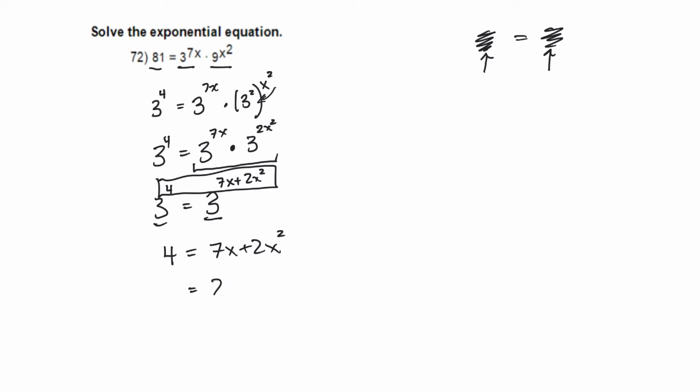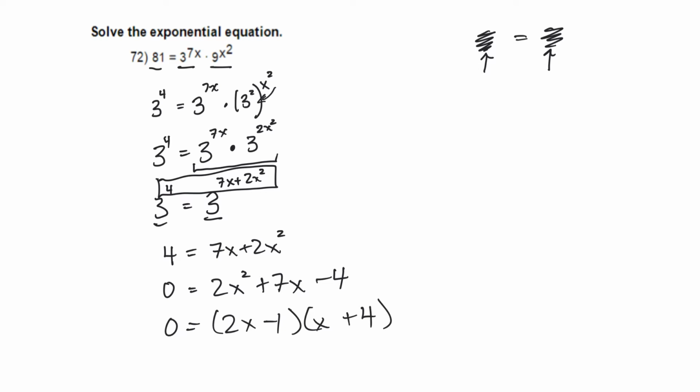Since it's a quadratic, I'll bring everything to the right side. So the 4 will become a negative 4, and make it equal to 0. And now we'll try and factor that. I think I can factor it. I think I'll get plus 4 on this side and a minus 1 on that side. Let's just see if that's right. 2x squared plus 8 minus 1, yeah, that's 7. Yeah, that's right. So now I can say either 2x minus 1 is 0 or x plus 4 is 0. So here I'll get x is equal to a half. Here x is equal to negative 4.